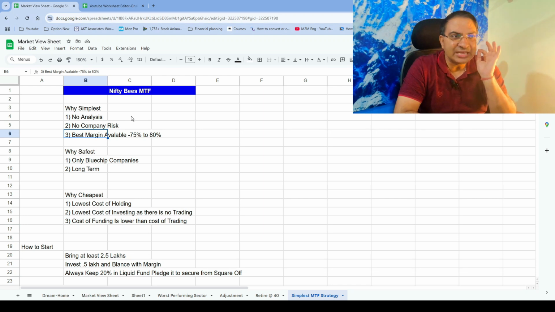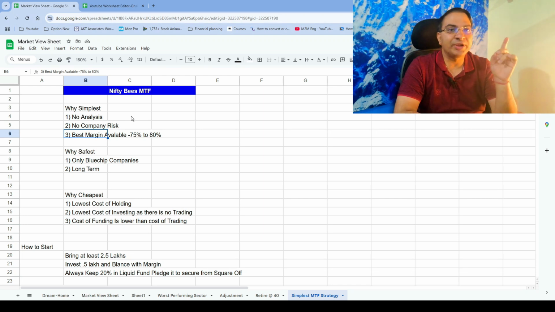So here you can easily expect 75% to 80%. This will not be the case with any other stocks, because most stocks, if they are risky stocks, will not give you more than 35-45%. But here you can get 75% to 80%.